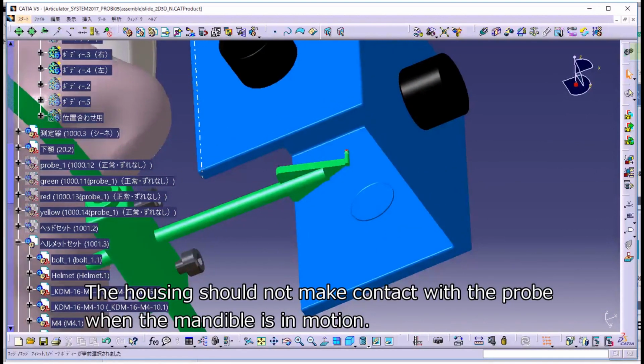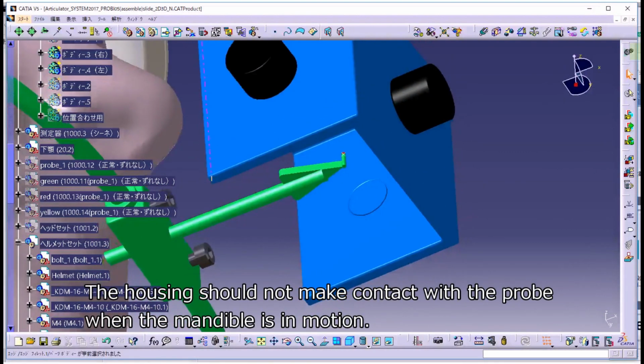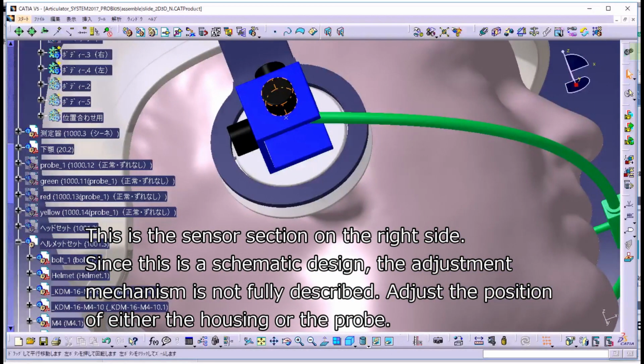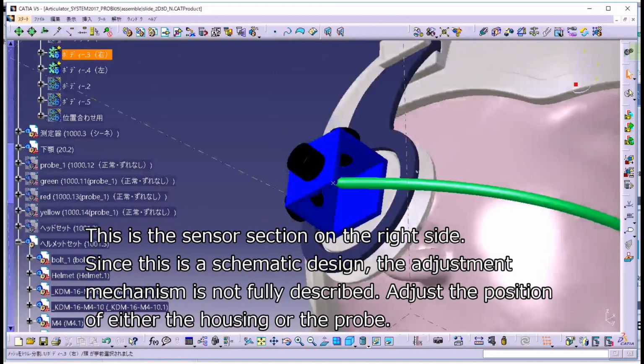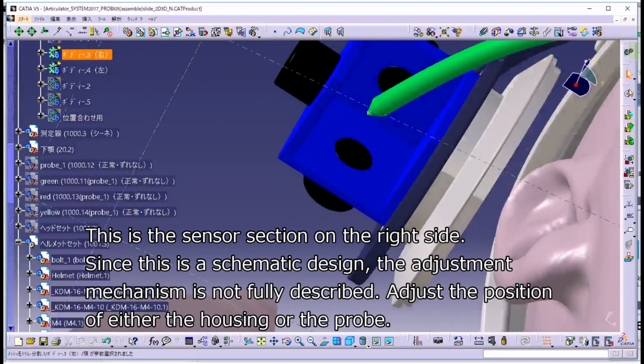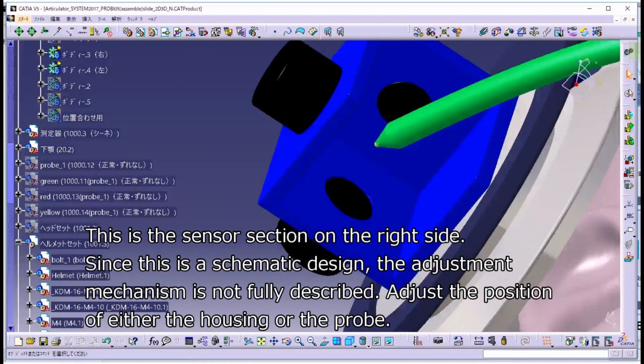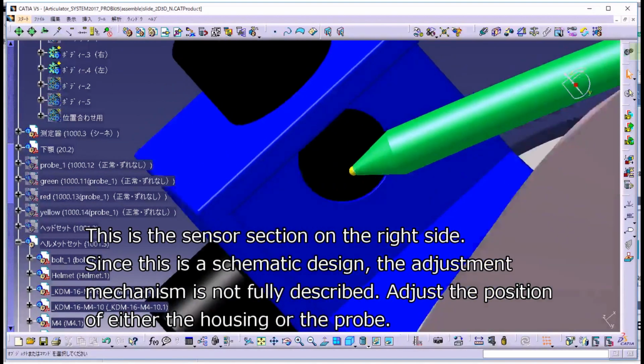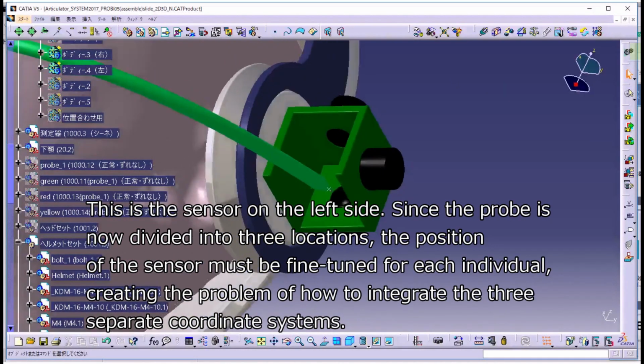The housing should not make contact with the probe when the mandible is in motion. This is the sensor section on the right side. Since this is a schematic design, the adjustment mechanism is not fully described. Adjust the position of either the housing or the probe. This is the sensor on the left side.